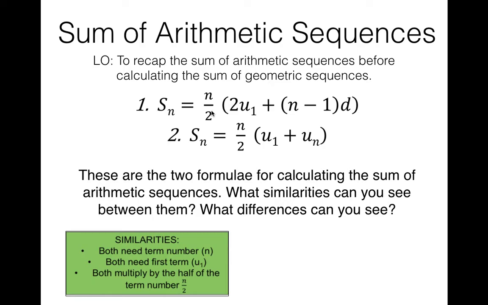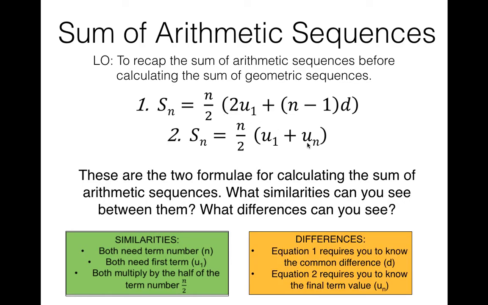So what are the differences then? When would I choose to use the first one and when would I choose to use the second one? Well, equation 1 asks you to know what the common difference is. So you need to know the difference between each of the values in your sequence. Now, in most cases you'll know that. Either the question will give it to you, it will say that the common difference is such and such, or you'll be able to work it out from what you're given, but not always.